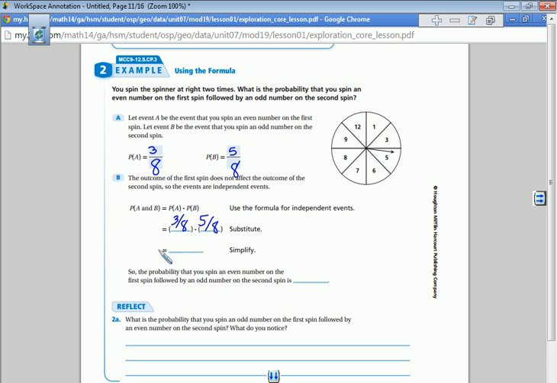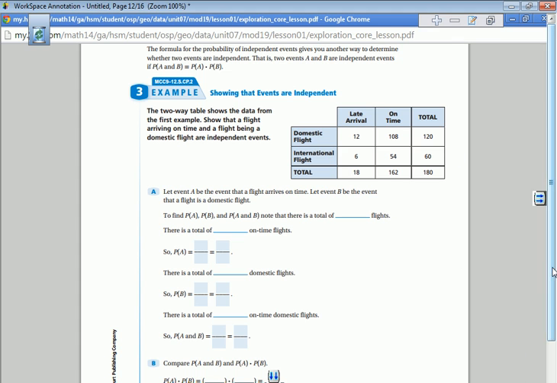So that probability would be 15/64. And so the probability that you spin an even number on the first spin followed by an odd number on the second spin is just that, 15/64. Okay, make sense? All right. Top of the next page.